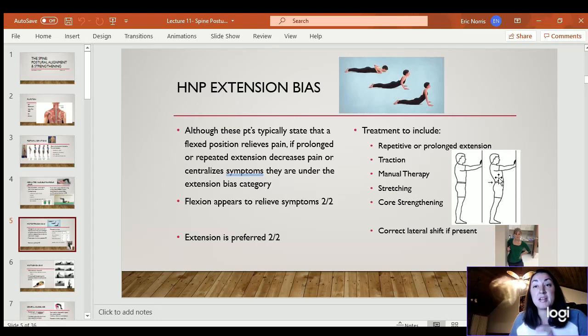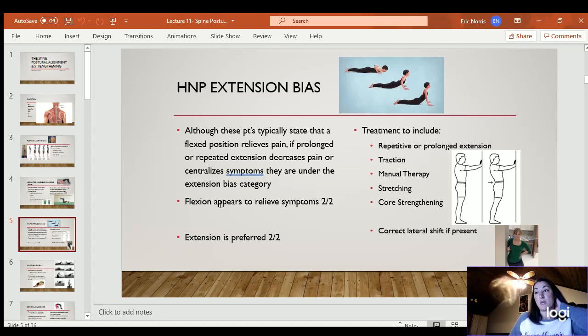So after that repetitive extension, if their symptoms begin to centralize, which means coming closer to the back, so less symptoms down the leg, or if they just report that their pain decreased slightly, that it's a little bit more comfortable, or as they're doing it, it's less and less painful each time, that would still be under extension bias. Even if the person tells you that they have relief in flexion, it would be the extension bias protocol.